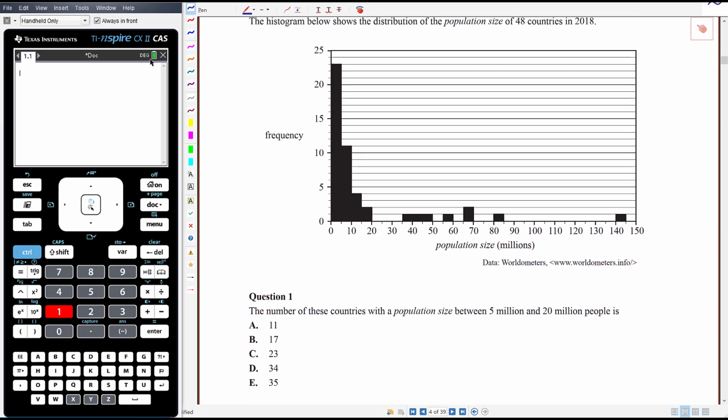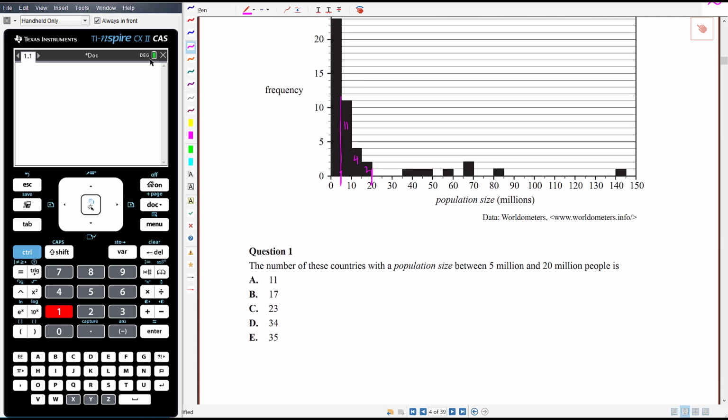The number of these countries with a population size between 5 million and 20 million people is. Okay, so this is simply about being able to read off the plot. So population size in millions is on the horizontal axis, so therefore this is 5 million here and this is 20 million here. So simply counting up, we can see there's 11 in that category, there's 4 in that category, and there's 2 in that category. So 11 plus 4 is 15, plus another 2 is 17. So 17 countries have a population between 5 million and 20 million.